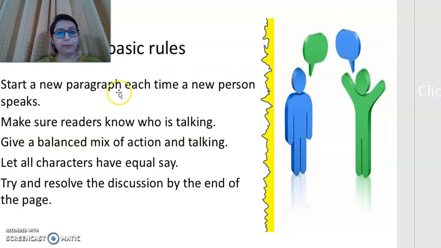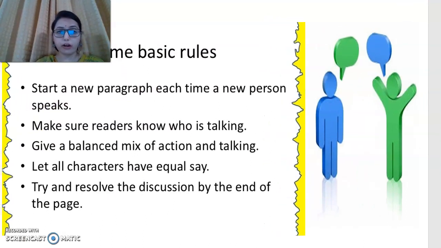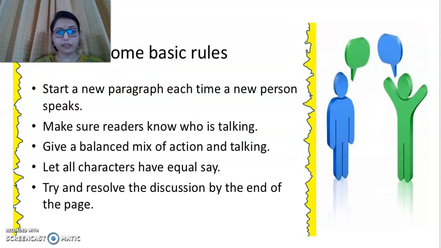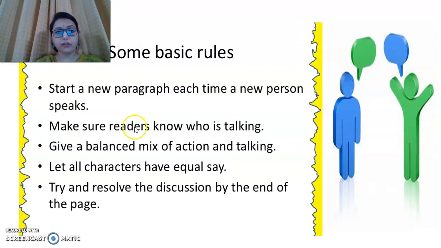There are some basic rules of writing a dialogue. You will also have to know these. So see here, these are the rules written here.